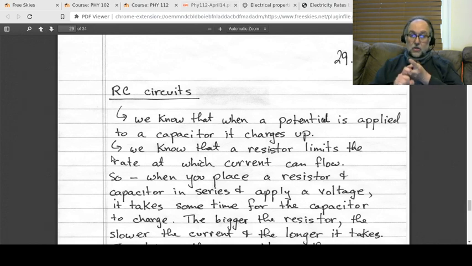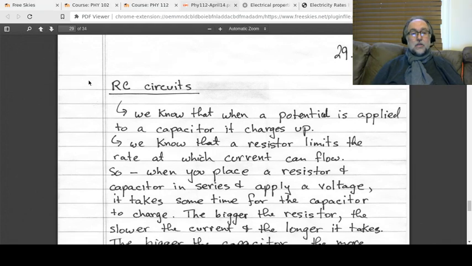But also, the bigger the resistor, the longer it takes to charge up. Because for a given size capacitor, if the resistor is really big, it limits that current, and then it takes a long time as that current just very slowly trickles through that resistor and accumulates on the capacitor. So what determines how long it takes the capacitor to charge up are two things: the size of the capacitor, and the size of the resistor.